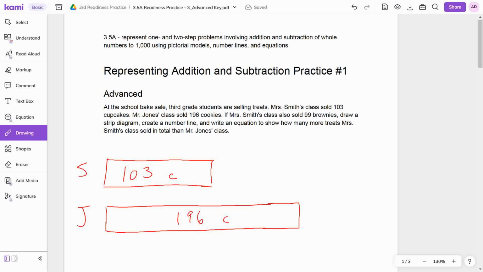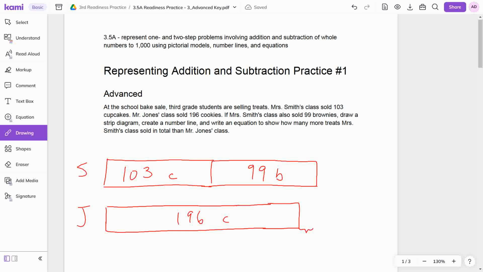And then we've got Mrs. Smith's class also sold 99 brownies. So we need to add some brownies here, almost another 100 brownies. So I'm going to put that right there, 99 B. So I've drawn a strip diagram, but I need to show how many more treats Mrs. Smith's class sold than Mr. Jones' class.